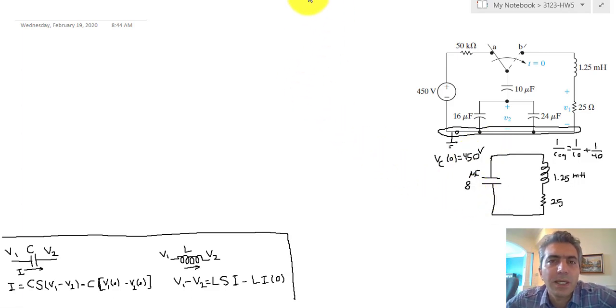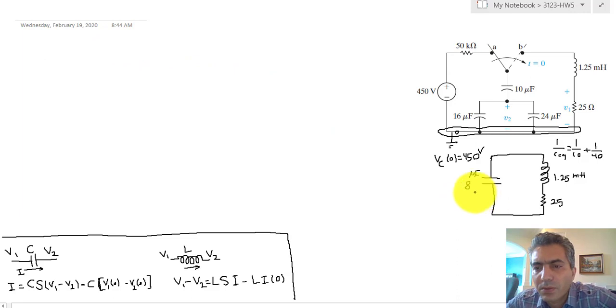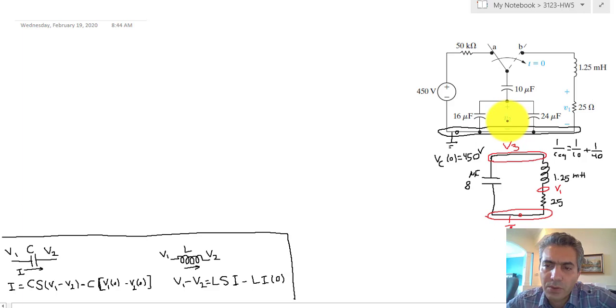Okay, so with that knowledge, now we're going to move on to labeling the circuit. So I'm going to assume that's the ground. And this node immediately becomes V1, and this node becomes V3. We are already using V2, so I'm going to use V3 for that node. And there's only one current that is passing through all the components. Same current, in other words.